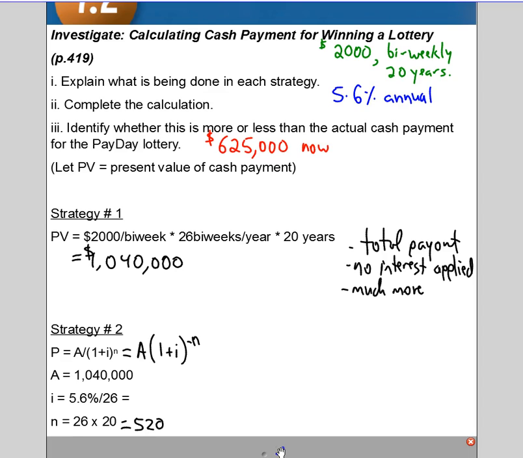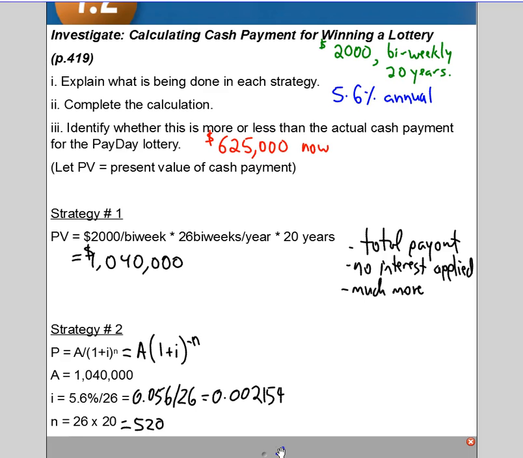compounding periods. We're going to get a decimal value for the term interest rate, which we always have to use as a decimal. So 0.056 is our annual rate as a decimal. Dividing that by 26, we get 0.002154. Okay, so this is the term interest rate.